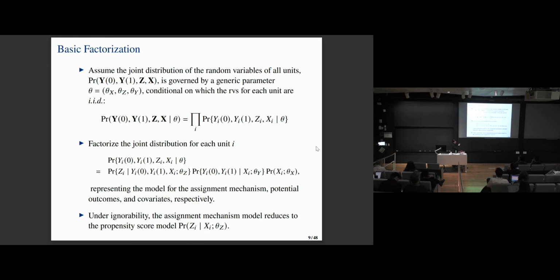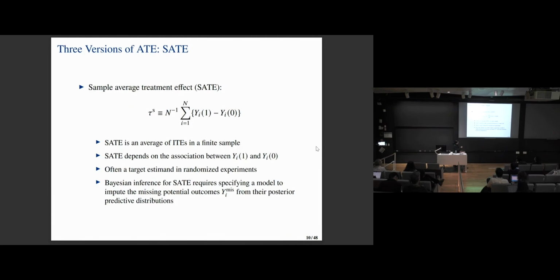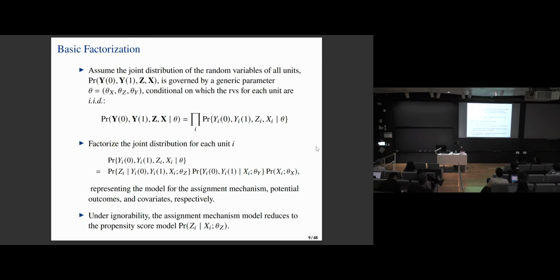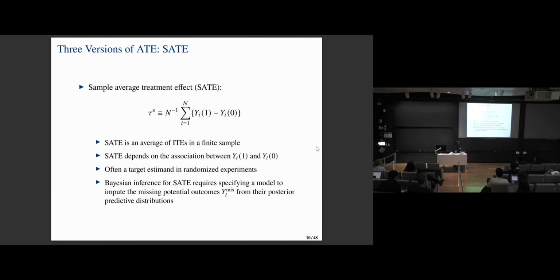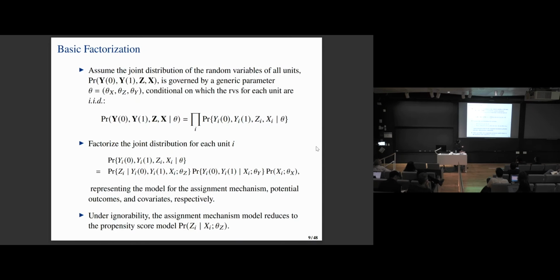I haven't included the priors yet, right? But this says that you can decompose into 3 models: propensity score, outcome, and the X itself. Okay? I'm not sure whether I want to go further. This has become too technical. So what I just want to say is, well, this is about the distribution.